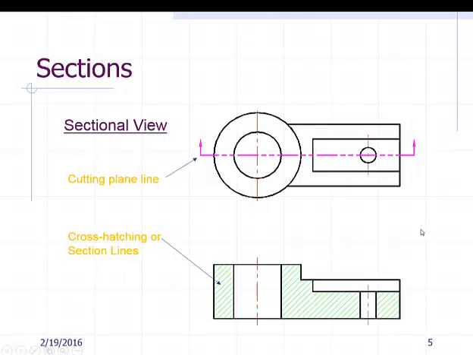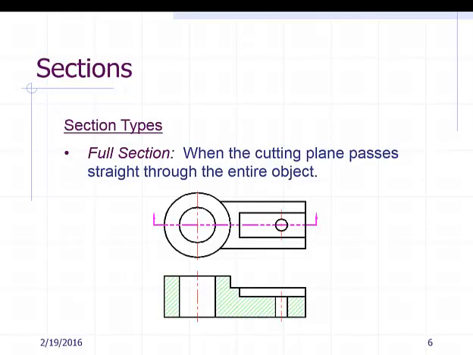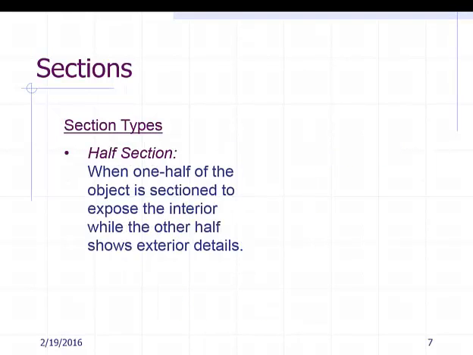So again, just to call a few of those things out, cutting plane, we've got our hatching lines, surfaces beyond the plane. Now in terms of different types of sections, we have a full section, which means we cut all the way across the part. And that's what we're going to do today. So that is an example of a full section since we're cutting all the way through.